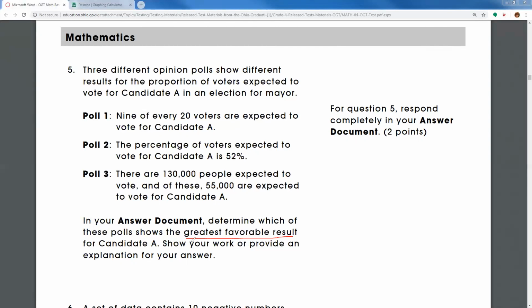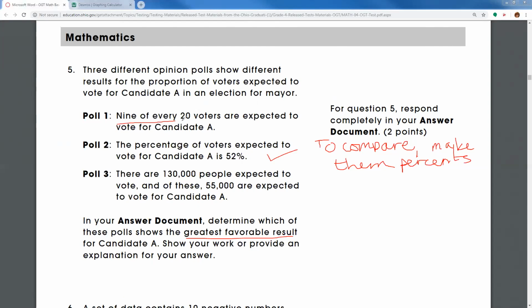So when stuff is all presented in different formats, then the best way to compare them is to get them all into percents. If you want to compare items, make percents. So poll 2 we're actually okay with. Poll 2 is already a percent.